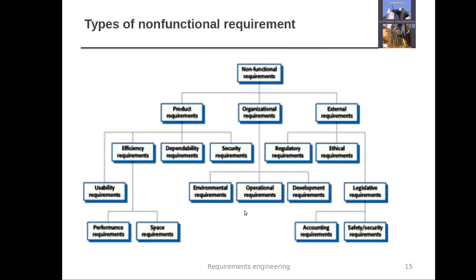Okay, the types of non-functional requirements. What are the types? We are actually categorizing some of the things. Non-functional requirements are categorized as product requirements, organizational requirements, and external requirements. Product requirements are things like usability, efficiency, dependability, and security. Efficiency can also be considered as performance and space.